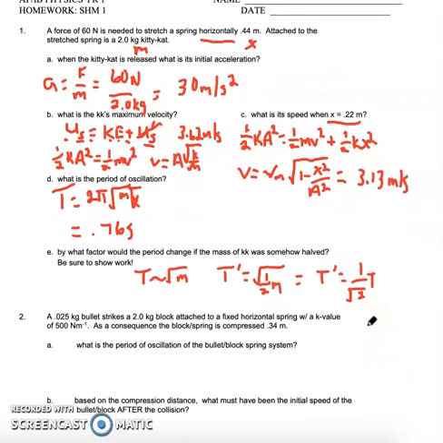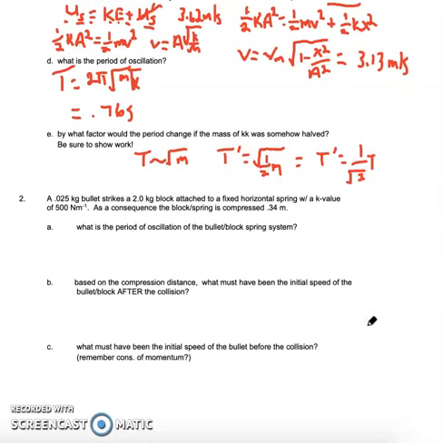Okay, so let's move on to another problem. This first problem is a pretty basic one, just to get you to understand some of the key things from the tutorial. We have two masses, a bullet and a block, so we have a collision. It looks like it's inelastic. We're given a k value and we compress this 0.34 meters, so that's x. So what's the period of the bullet-block?